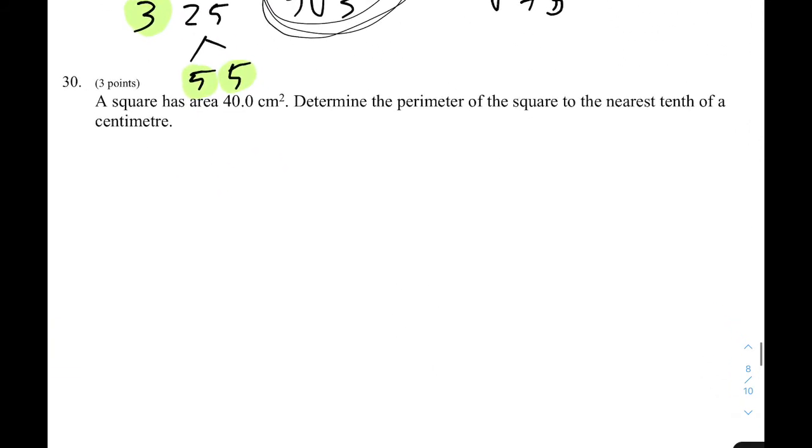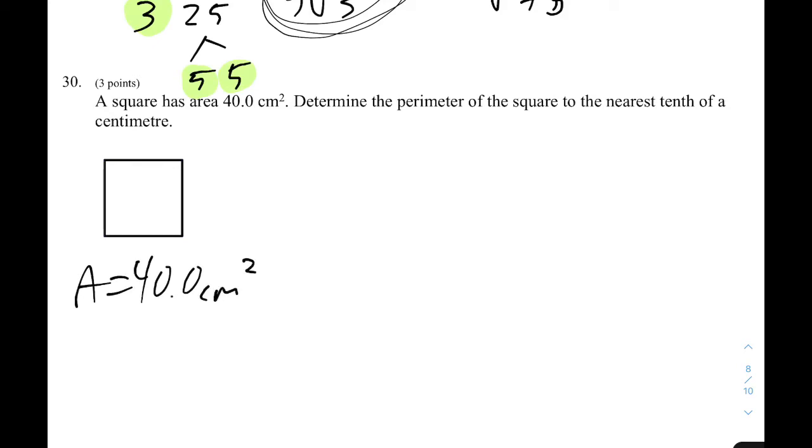And I think our last question: a square has an area of 40 centimeters squared, sorry. So if we've got a square, the area is 40 centimeters squared. Determine the perimeter of the square to the nearest tenth of a centimeter. So nearest tenth of a centimeter means we're dealing with decimals. That could be nice.